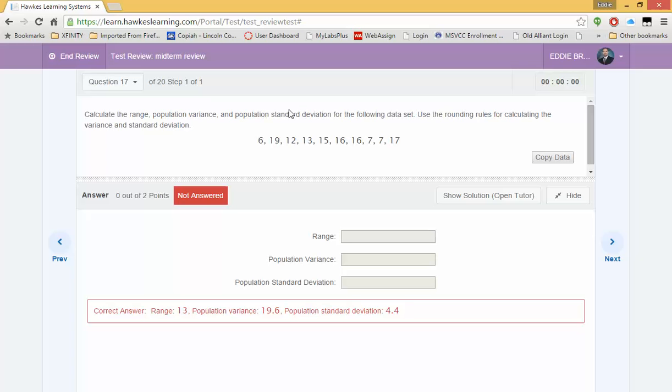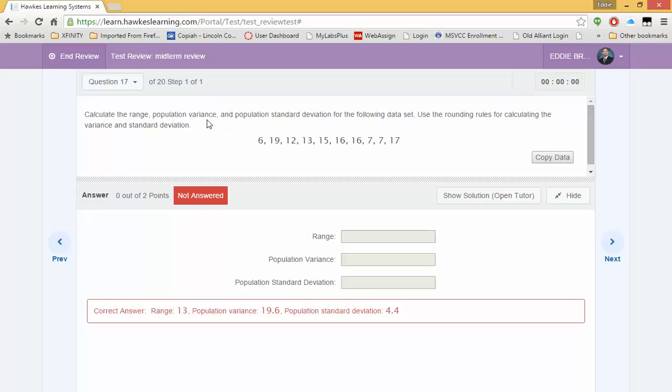Population variance, population standard deviation for the set of data. Use the rounding rules for calculating variance and standard deviation. So rounding rules are one more decimal place than the original set of data. You see there's no decimal place, so it'll be one decimal place. I did notice this says population variance and population standard deviation.